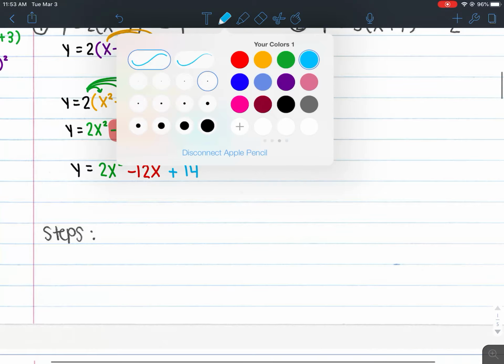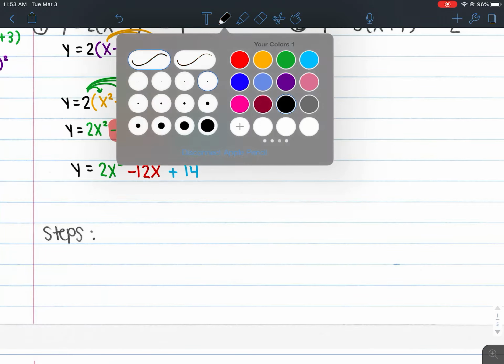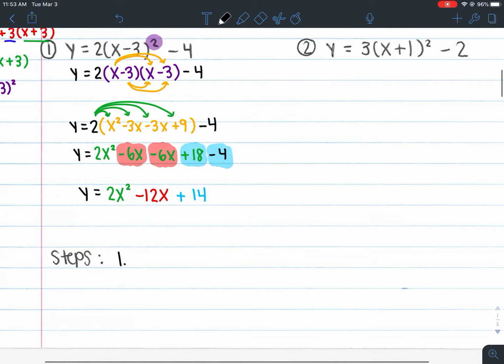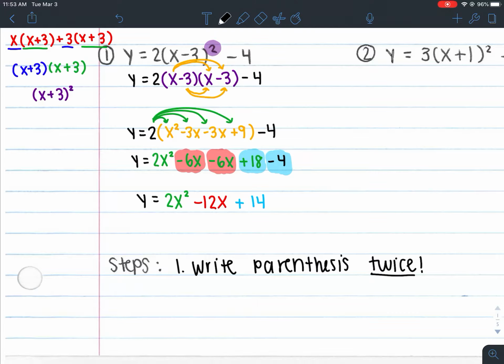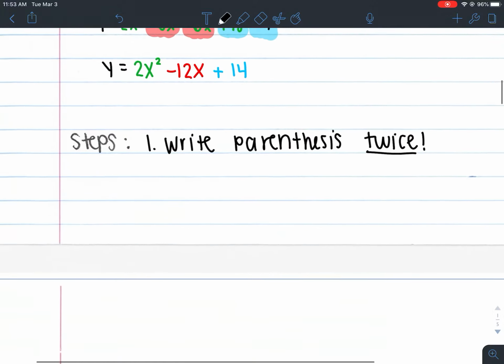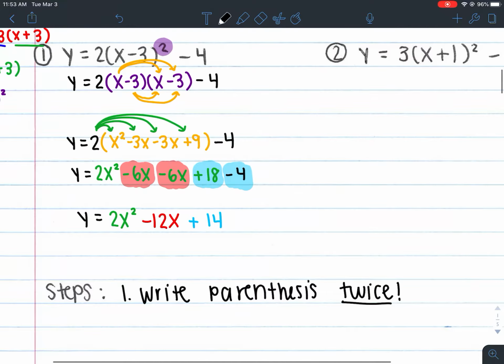Okay, so let's go ahead and write down the steps before we do the next problem. So the first step is you want to write your parentheses twice. Okay, you want to do that twice. That's probably the most crucial step because if you start distributing the 2 in the front first, it's going to be some bad news right there. Okay, the second step after we wrote it twice, what did we do? Well, we double distributed.